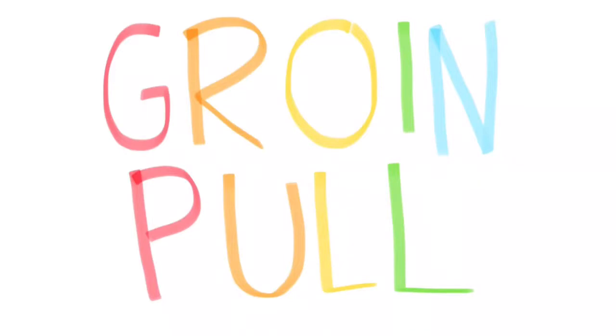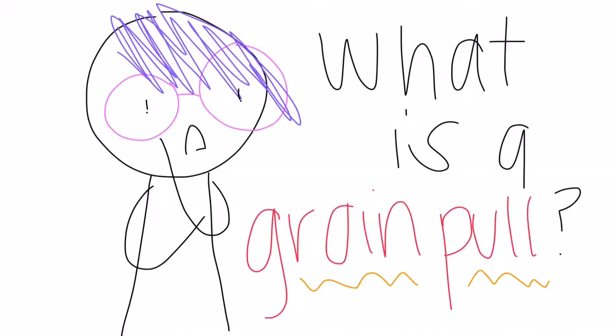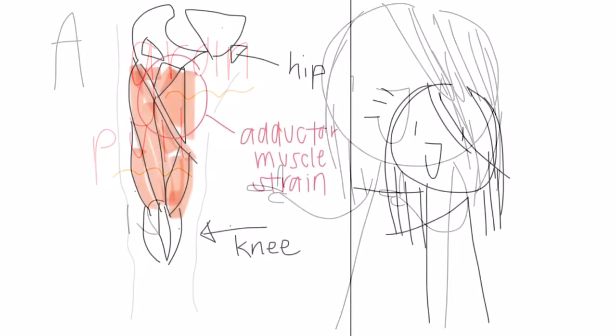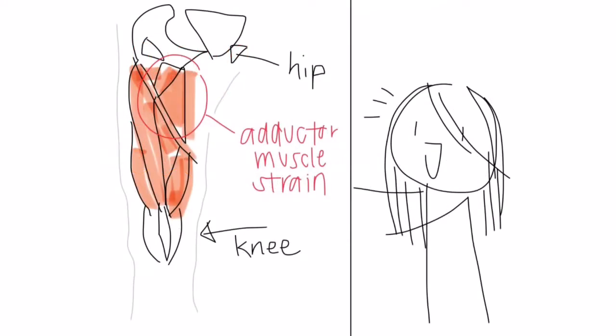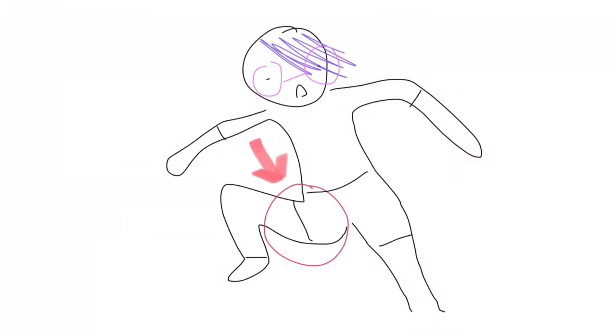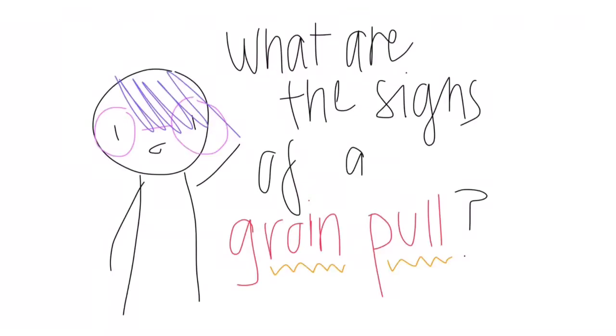Groin pull! What is a groin pull? Groin pulls or groin strains may occur due to too much stress in the groin or thigh muscles, or more specifically in the adductor muscle. How are they caused? Groin pulls are caused by muscles being tensed too forcefully or suddenly, causing the muscle to become overstretched or torn.